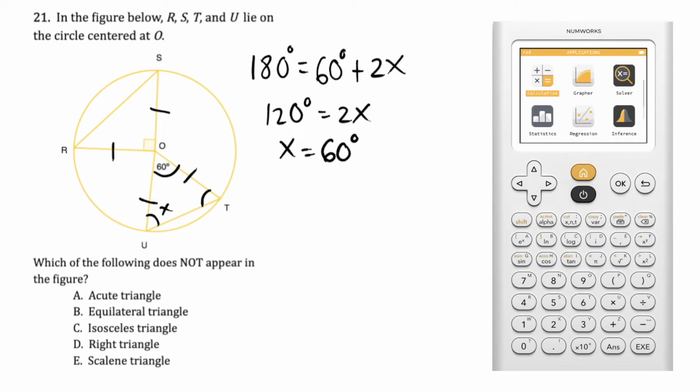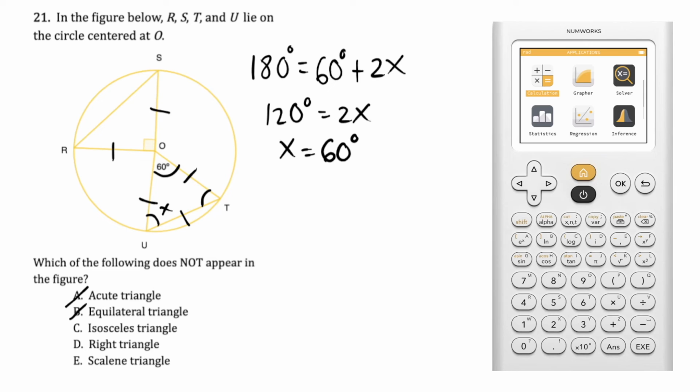Now I can go ahead and start looking at my answer choices to see which one of these does not appear in the following figure. The first thing says an acute triangle. Well, since I see a 60-degree angle here, I know that there is an acute triangle. Then it says an equilateral triangle. If I know that all the angles are congruent, that also means that all the sides of my figure have to be congruent as well. So I know that we do have an equilateral triangle.